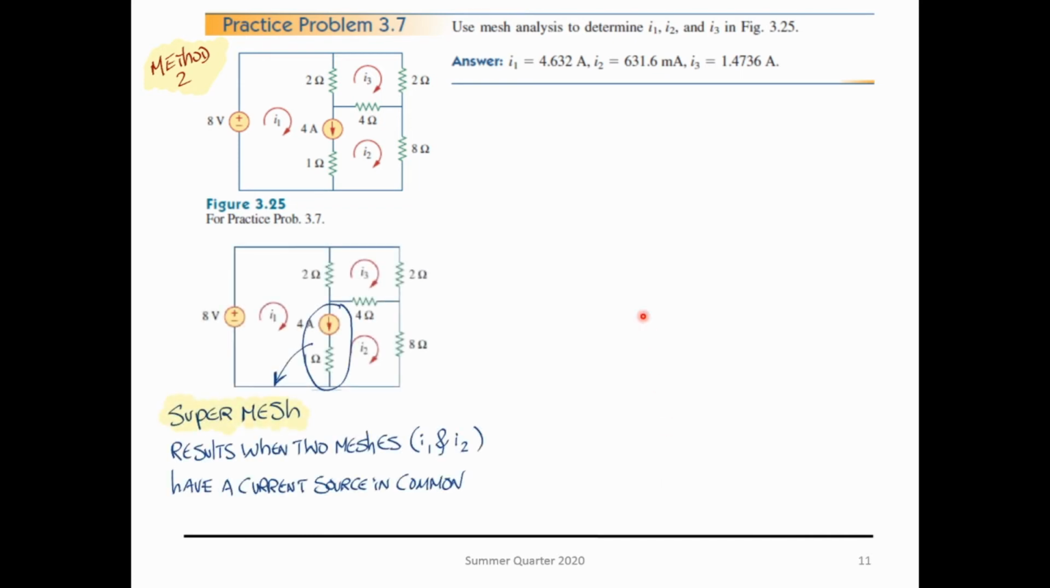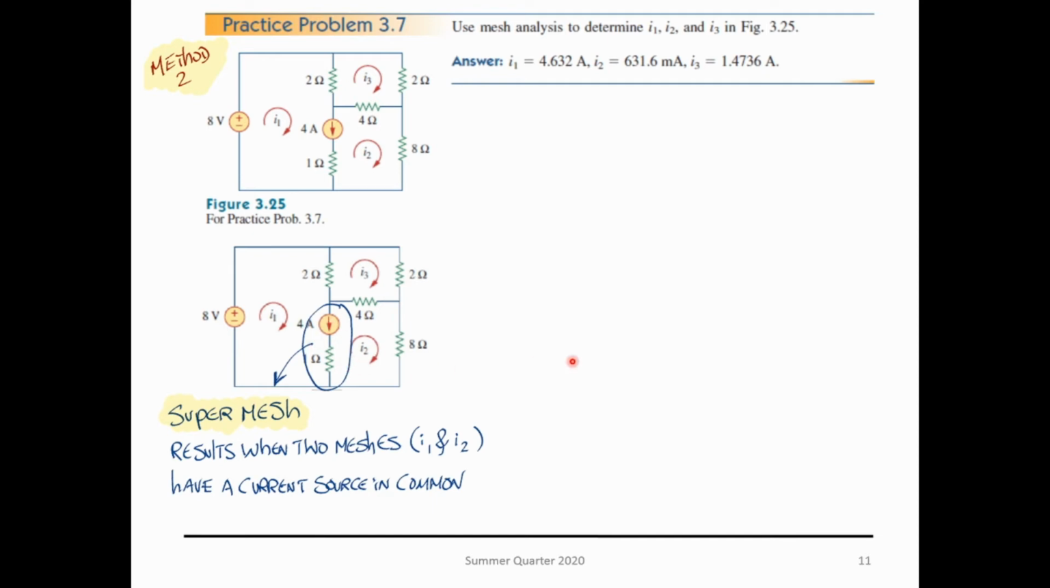So let's go over method number 2, which does not use the mesh analysis that we learned. It's going to use this concept of supermesh. And the supermesh, what is this? A supermesh results when two meshes, so notice here that I have I1 and I2, have a current source in common. So notice that they share the same current source. In the exercises that we have been doing in class, this current source is not here. Normally it's at the end of the circuit, which only shares one mesh current.